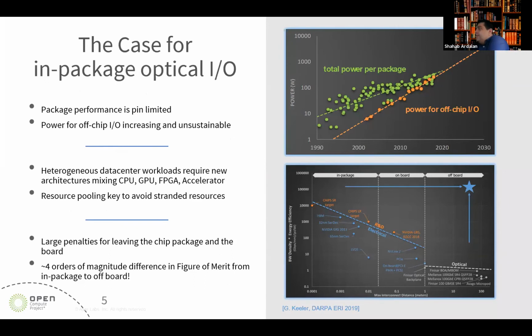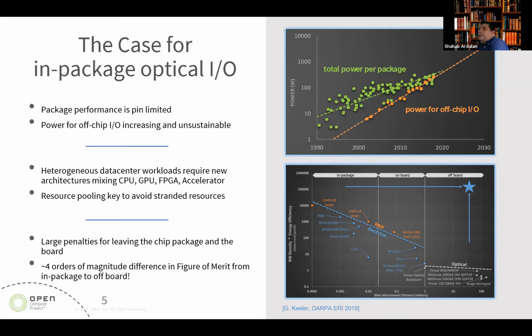If we look at in-package optics and why we need to go for it, the package performance is right now pin limited. Basically, the speed of package I/O is pin limited, and the amount of power we are burning to go off chip is going crazy, beyond the level that we can manage. In a heterogeneous data center workload, we also need a new architecture that mixes CPU, GPU, FPGA, different accelerators, and memory. These need to be combined together into a better architecture, and therefore they need communication between each die.